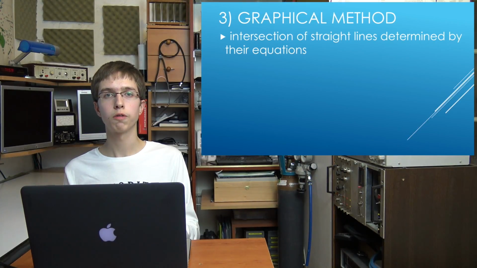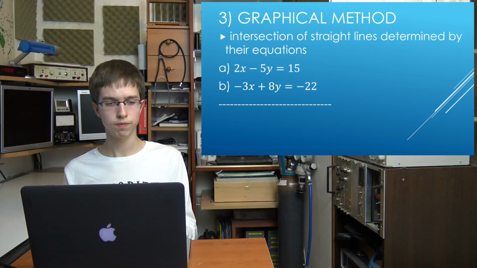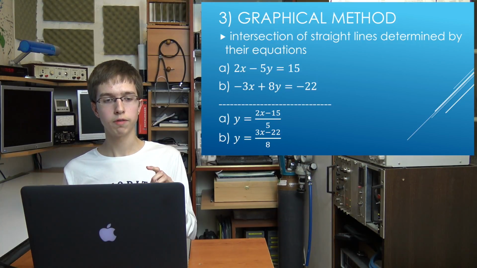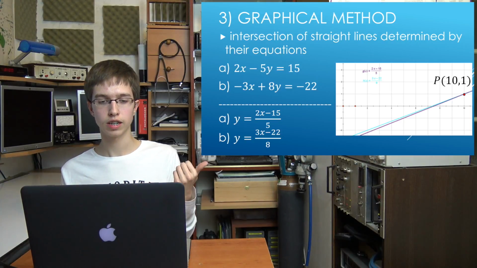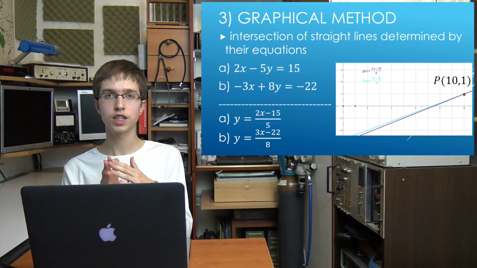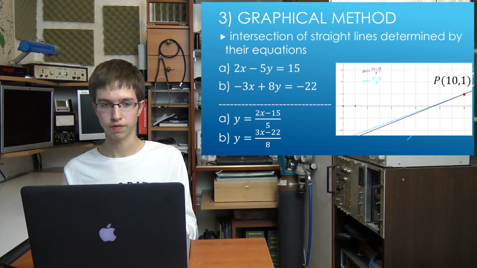Graphical method is method of finding intersection of straight lines determined by their equations. Again, we have these two equations in system, and for each of them we have to express y. And these expressions are expressions as straight line equations. Now we construct that two straight lines in xy coordinate system, we can see on the picture, and their intersection is point P with coordinates 10 and 1, which is exactly the solution of this system of linear equations.